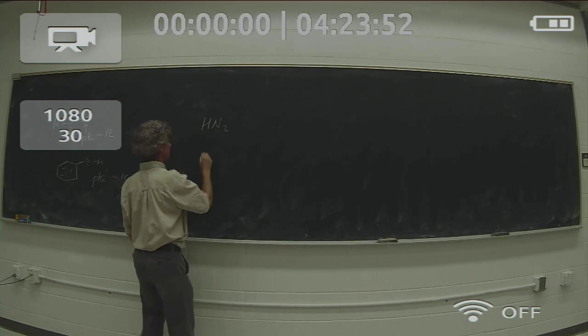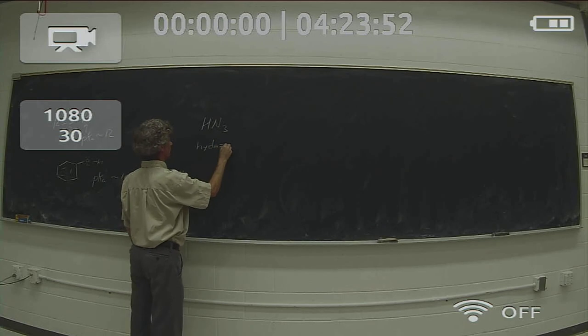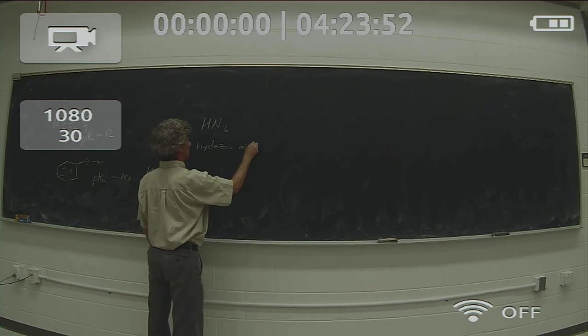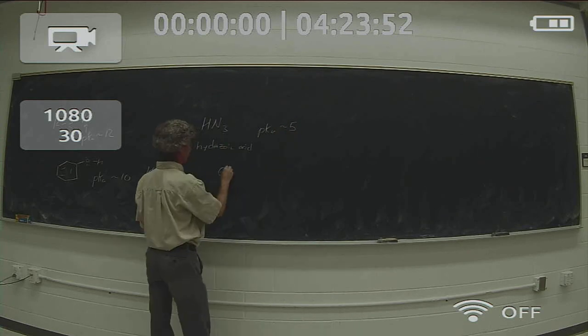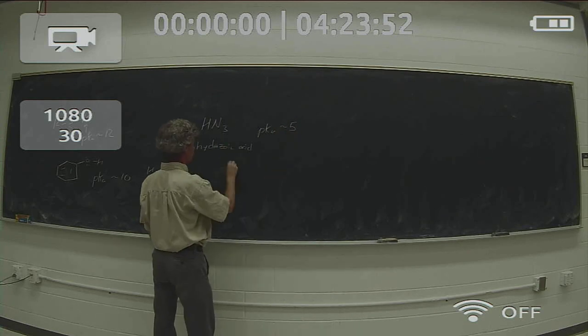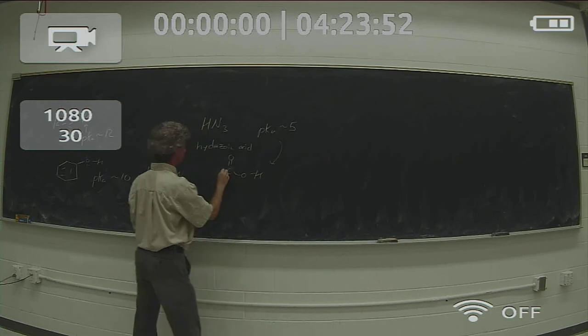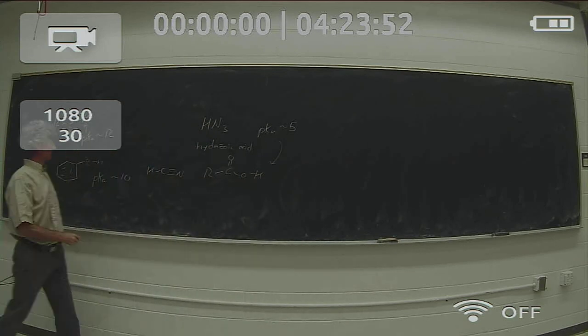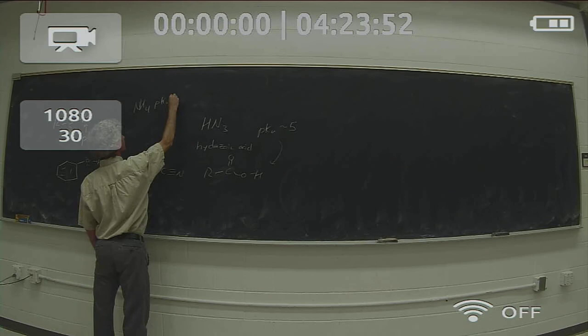HN3, hydrazoic acid, has a pKa on the order of 5, which is about the same as your carboxylic acid group. Also has a pKa of around 5. In between these two, ammonium ion has a pKa of around 9.